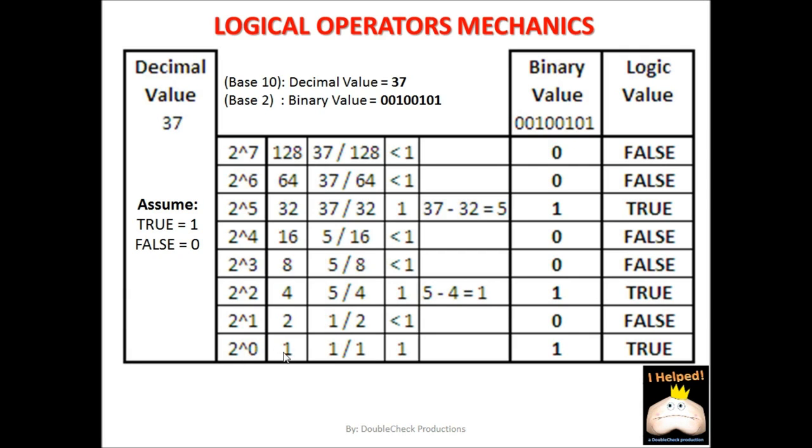Finally, we're here to 2 to the 0, which equals 1. 1 goes into 1, and we end up with true. So that is how we convert a number from a decimal value to a binary value. More importantly, that's also how we take that binary value and give it a logical value. And that's what we're going to be working with for our logical operators.